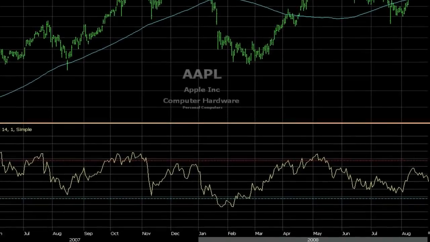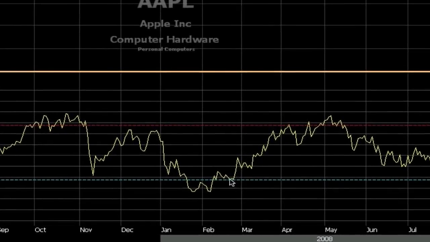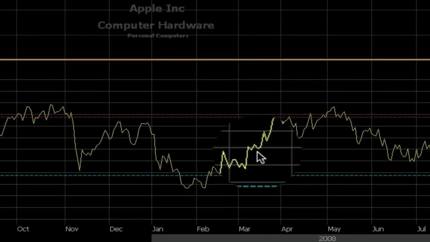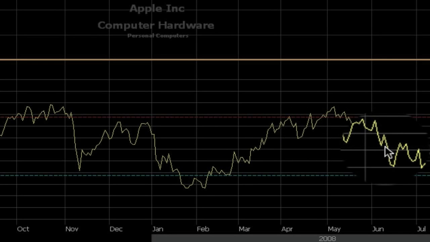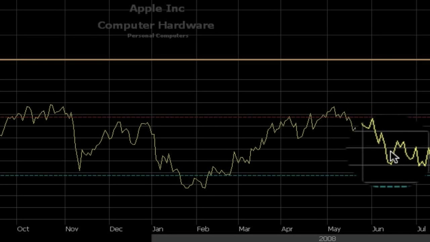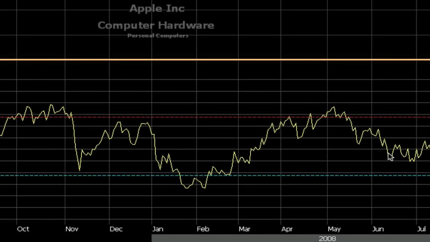Probably the most used technique is a crossover of 50. When RSI climbs here and crosses through 50, that could be an entry signal. Or when it crosses down through 50, it could be a short signal. Another great use is the overbought and oversold levels. Traders will be looking for entering a short here at overbought or entering a long here at oversold.